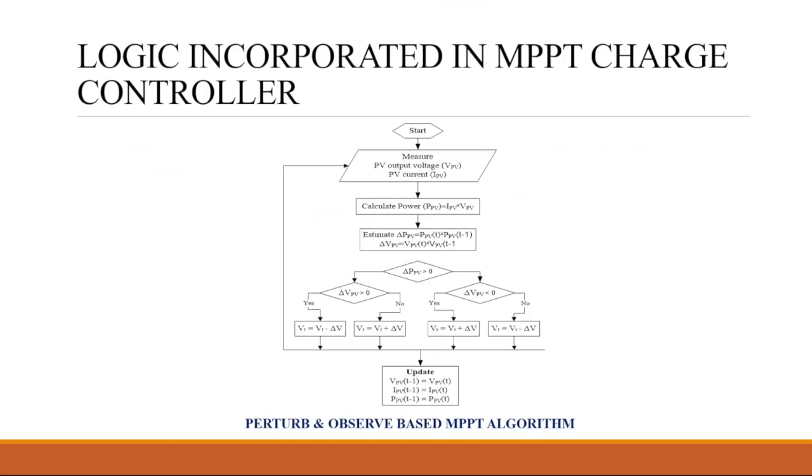Output is basically D times input. V output equals D times V input. Input here means the V of the source. Okay, so this is the equation.